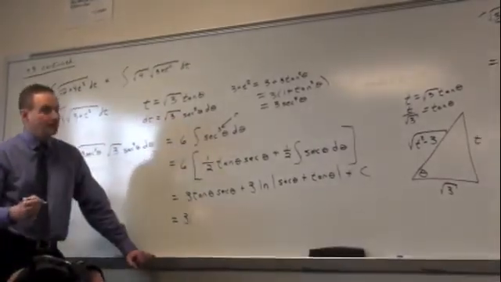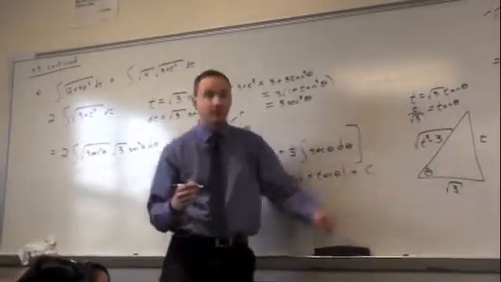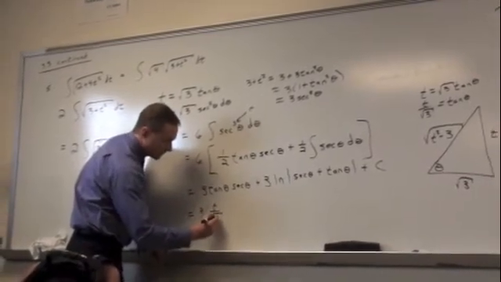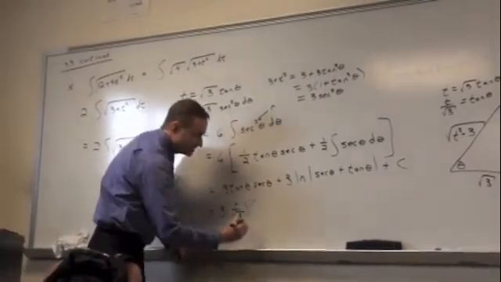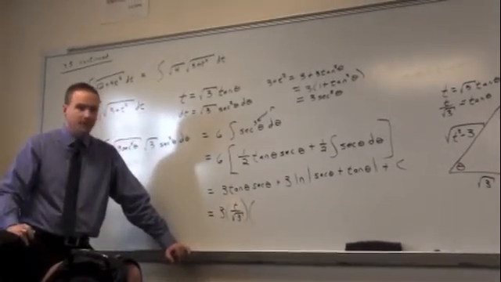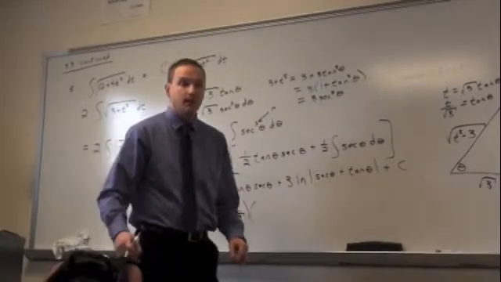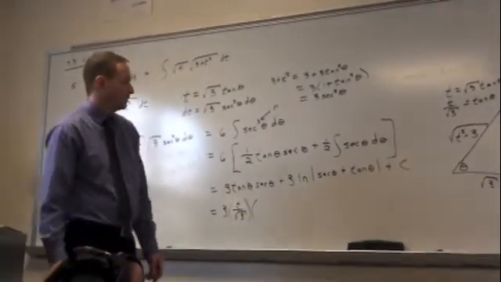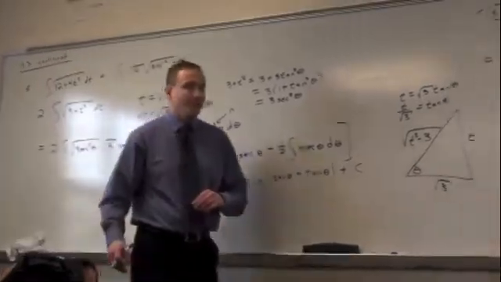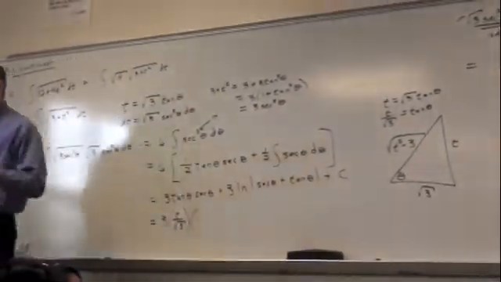3 tangent theta. Well, tangent theta is t over the root of 3. Secant of theta, that's the reciprocal of cosine. Shouldn't that be plus 3 instead of minus in the hypotenuse? Oh, I don't think so. Oh, no. Oh, yes. Darn it.